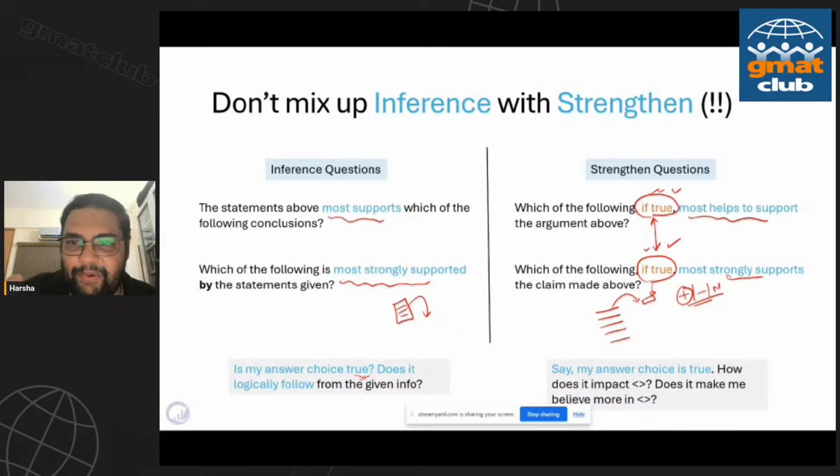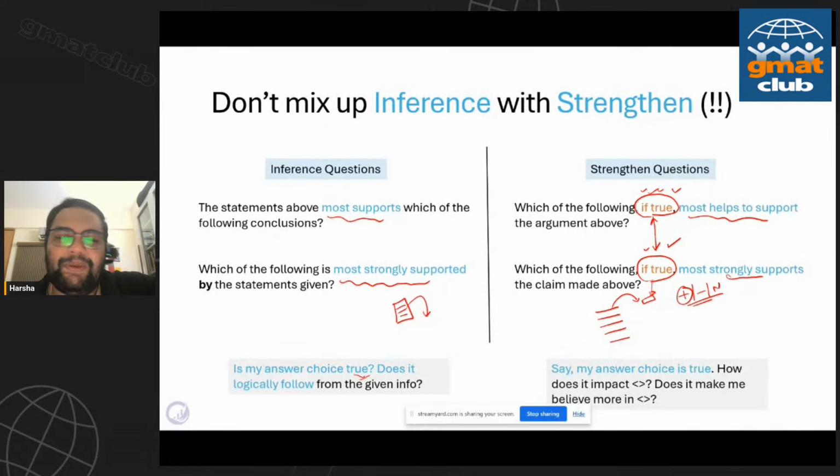But I don't believe in hacks much. You should be able to figure out if it's an inference or strengthen question just by reading the argument. You should figure out it's an argument, there's a conclusion being made, you're being asked to strengthen, right? But here's a way to go about it. I hope that helps for at least some of you.